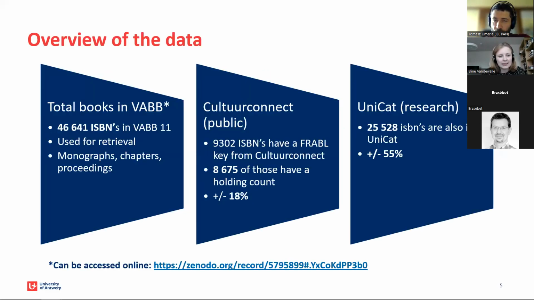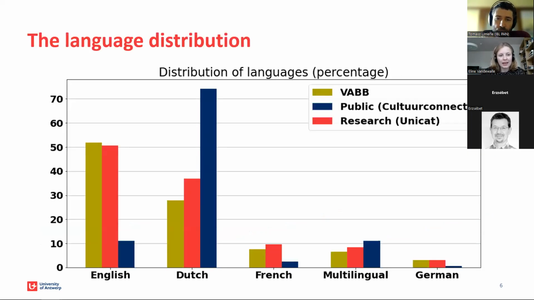Another overview of the data: we have around 46,000 ISBNs from our database that we used for the searches in the library catalogs. For the public libraries, we had a coverage of about 18%, so not that high, you could say. And for the research libraries, we had around 55% coverage. Looking at the language distribution, the majority language for our total database of social science and humanities book publications is actually English. But if you look at the public libraries, of course, Dutch is much more prominent.